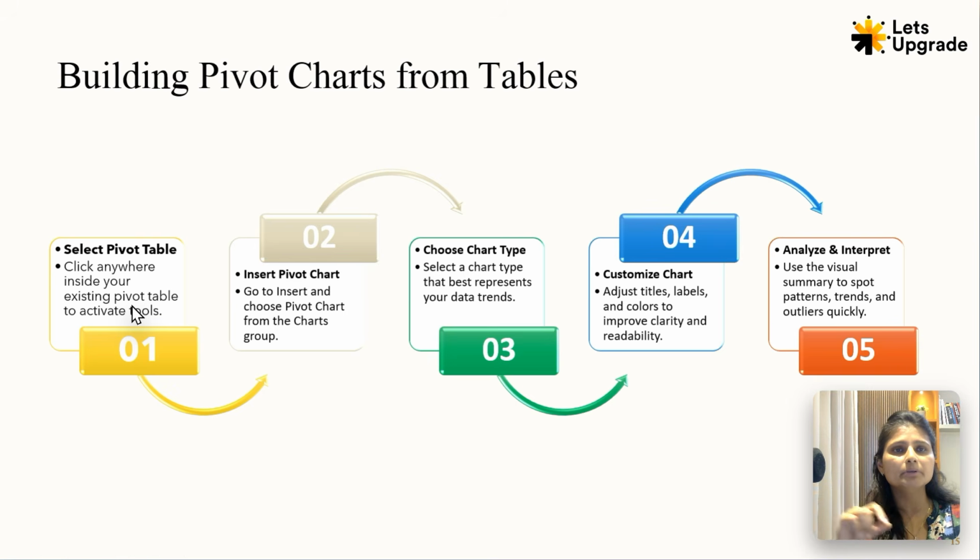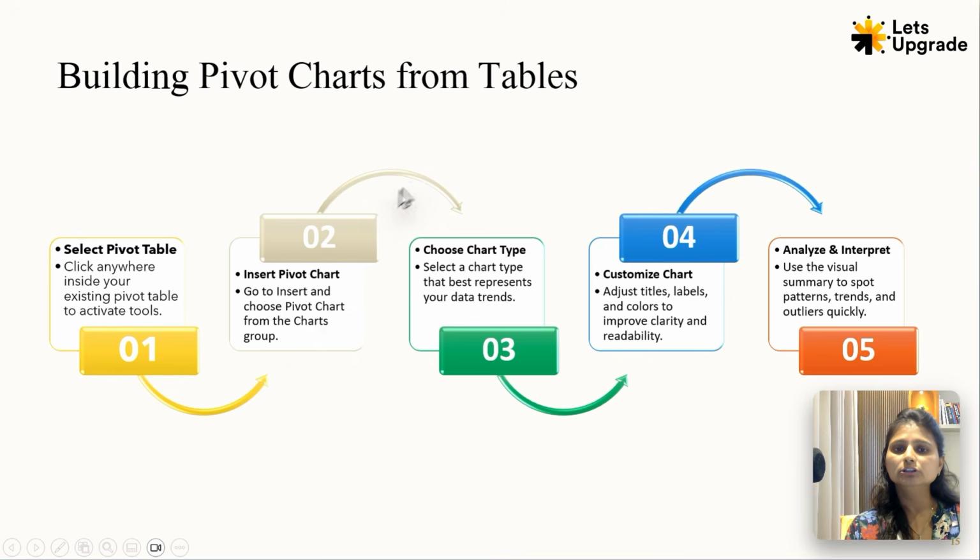That means you will be anywhere within the pivot table, and then only you can see an option of pivot charts. You can choose pivot charts with respect to the table. So it will create a graph for that relevant info for you. So your step number one will be click somewhere inside the pivot. Step number two, go and say that you want to insert a pivot chart from the chart group.